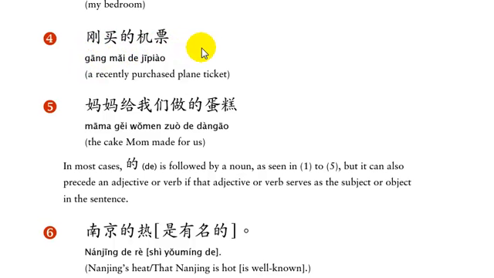Okay. 我刚买的机票不见, 不见 means you lost it. 不见了, lost it. 我刚买的机票丢了，不见了, lost it. I lost it.